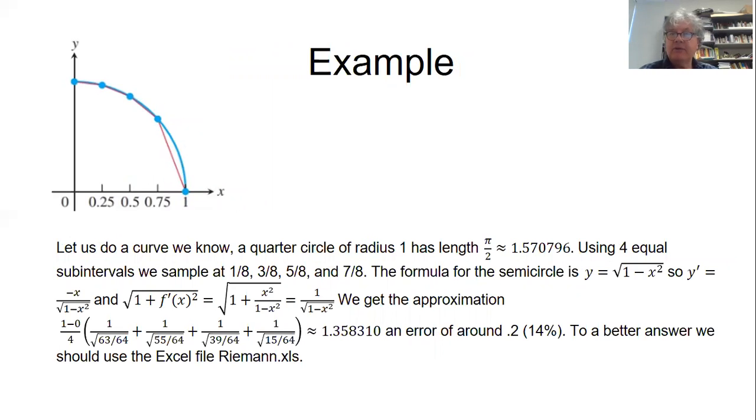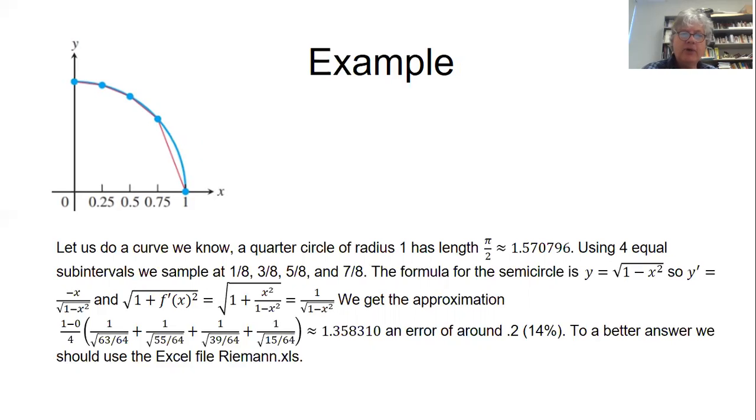So the one prime example we know, of course, is the circle. And if you think of it, pi gives you both an area and a length. How can that be? Well, let's do a quarter circle of radius 1. That also has length pi on 2, right? Because the whole circle has circumference 2 pi. So if we just take a quarter circle, that's going to be pi on 2, which is around 1.57.